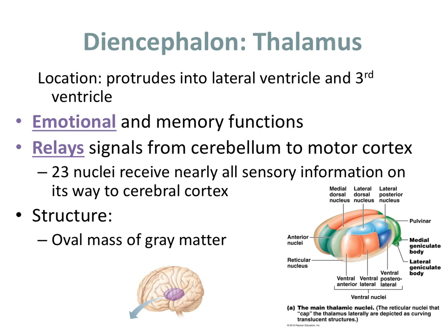So it's going to relay signals from the cerebellum in the hindbrain to the motor cortex up in the cortex of the brain. There are 23 nuclei, or groups of cells with a similar function, and they receive nearly all sensory information on its way to the cerebral cortex. So we not only have signals going from the cerebellum to the motor cortex, but we also have signals from the sensory parts of our body going up to the sensory cortex. The structure is an oval mass of gray matter with a little divot in between the two halves. And it sits pretty much right in the middle of the brain.